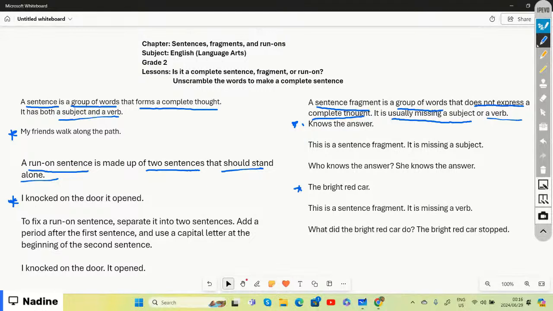All right. And if we separate our run-on sentence, right? We said I knocked on the door, it opened, right? Which means that these are two sentences. And if we were to separate it, we would say, I knocked on the door, period. It opened, and we put our period at the end.